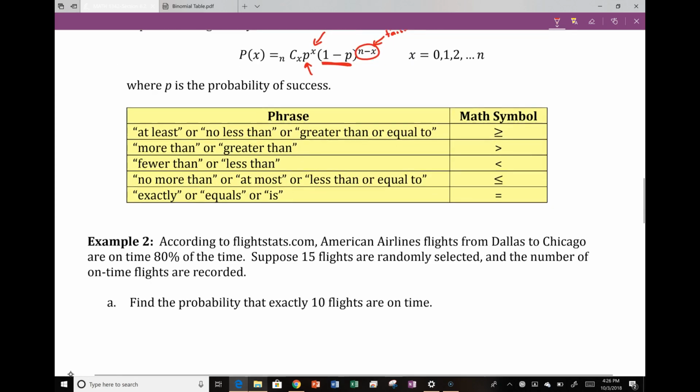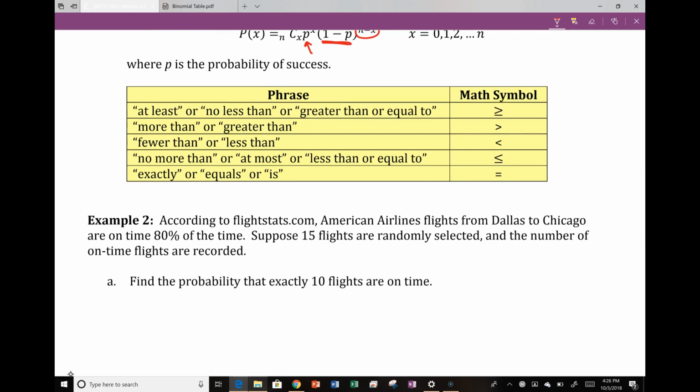We also have to know some of the notation, math symbols and everything. Anytime that we see at least, no less than, or greater than or equal to, we're going to use this symbol. It means starting with that value and going larger. If we just see greater than or more than, say greater than 14, well, greater than 14 is actually going to be 15, 16, 17, and so forth. So we strictly use the greater than. We don't have the equal to.